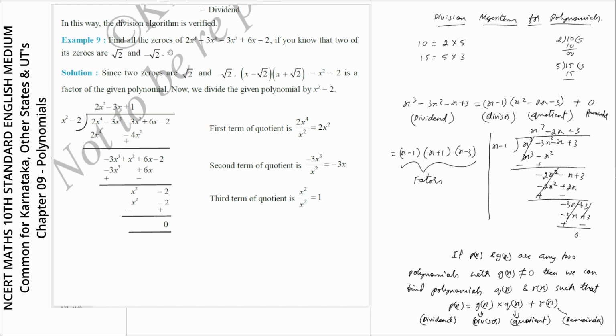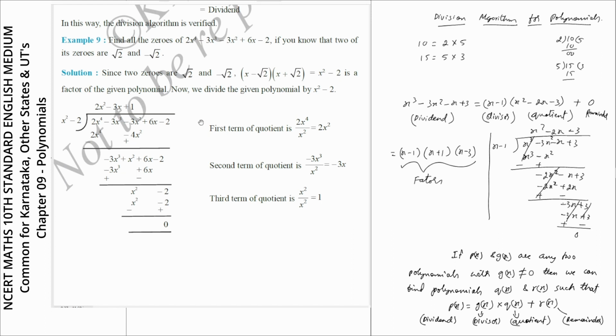We should find the other zeros. Two zeros are root 2 and minus root 2. Find the other zeros of this polynomial. That's the question. So if root 2 and minus root 2 are the zeros, x minus root 2 is one of the factors, and x plus root 2 is one of the factors. Now multiplying these two factors, we get x square minus 2.